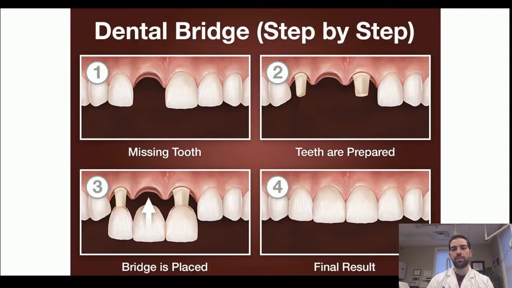This is a step-by-step diagram of how we make a dental bridge. There's a missing tooth in the middle. Those teeth are then prepared, and in this diagram in the upper right, that's a pretty aggressive preparation, but it shows the point that they do need to be modified. Then the bridge is placed over those two anchor teeth, and the final result looks very aesthetic. You really can't tell which tooth is the missing tooth.